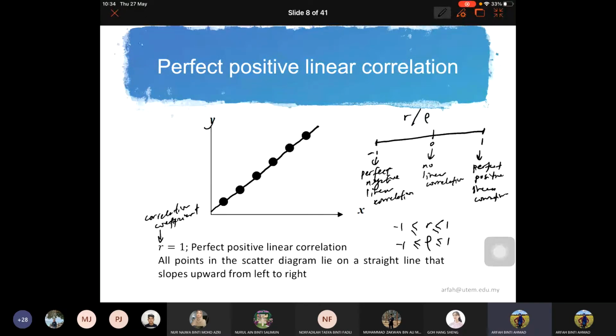Okay. So R equal to 1 meaning that there exists perfect positive linear correlation and all points in the scatter diagram lie on a straight line that slopes upward from left to right. Okay. So itu adalah perfect positive linear correlation. So bear in mind R or rho is just taking the value between -1 and 1. So kalau ada yang tengah salin, boleh salin jap. Before we see the next one, perfect negative linear correlation.